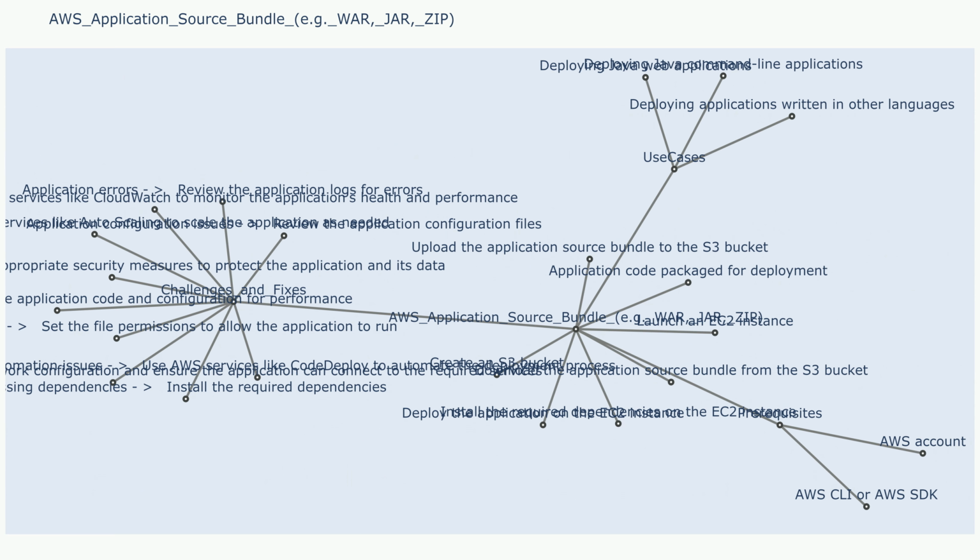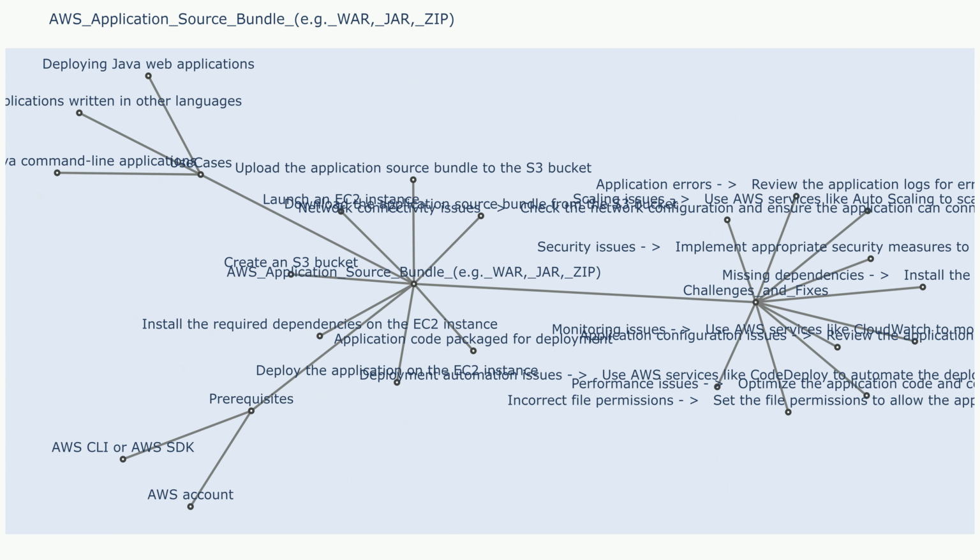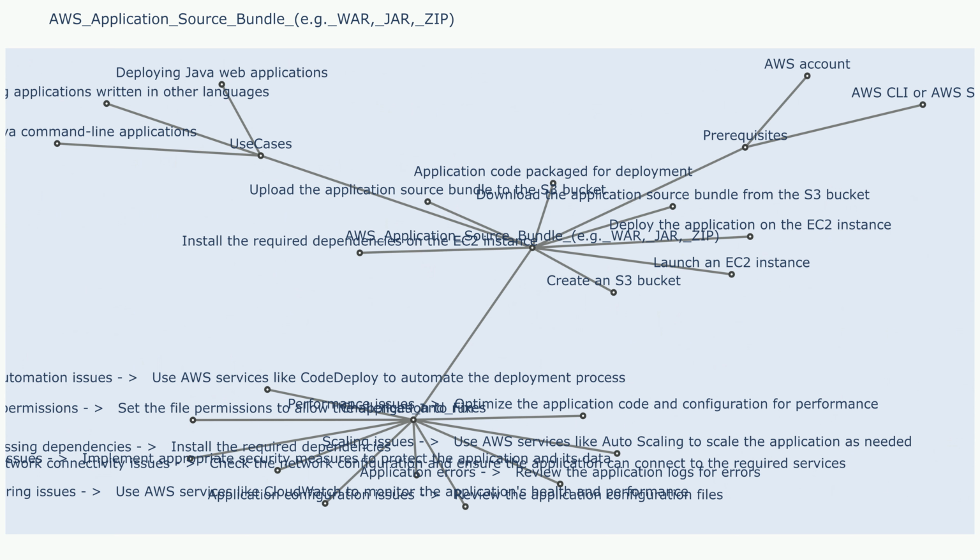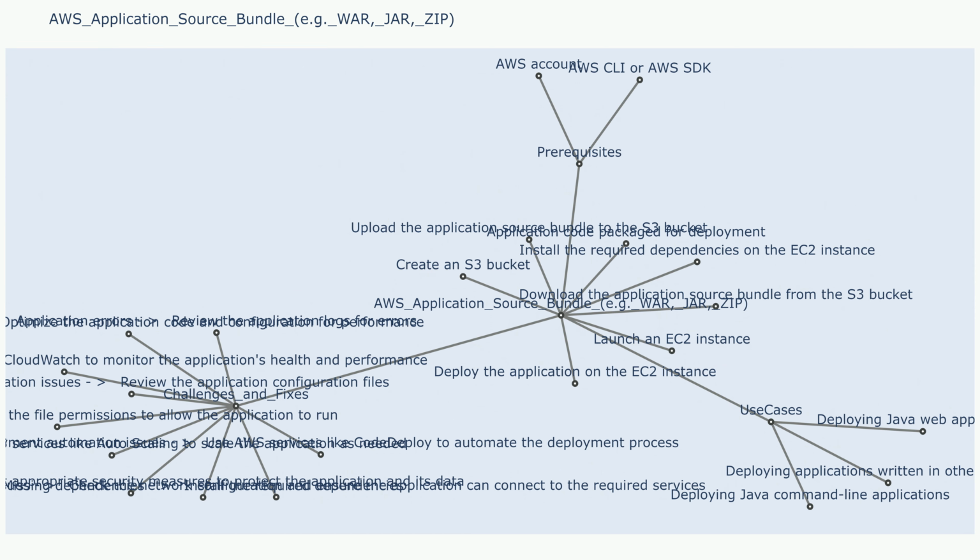Launch an EC2 instance. Launch an Amazon EC2 instance, which is a virtual server in the cloud. You can choose an EC2 instance type that meets your application's requirements. Install the required dependencies on the EC2 instance. Install any necessary software, libraries, or runtime environments, e.g., Java, Apache Tomcat, on your EC2 instance.